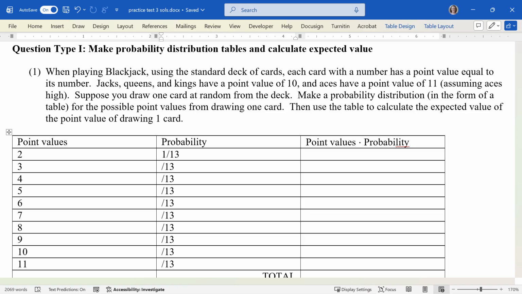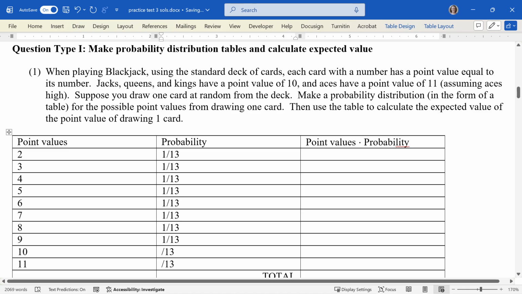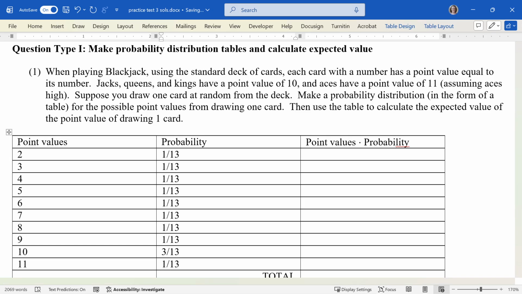Probability of drawing a 3 card is also 1 out of 13. So for all the ones where it's that card's rank, these are all 1. And I will give you a picture of the deck of cards in case this part is concerning to you. Jacks, queens, and kings. There are 3 different ranks that give us a point value of 10. So that is going to be 3 out of 13, or it would be 12 out of 52 if you use the whole deck as the denominator. And then 11 is only for aces, so that's 1 rank.